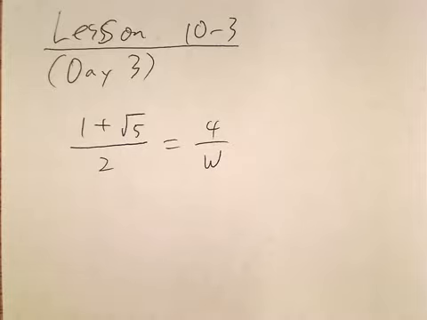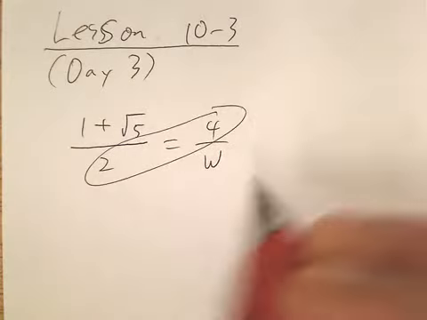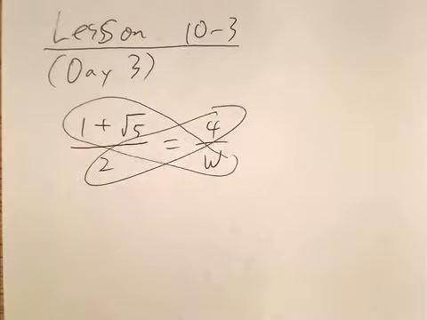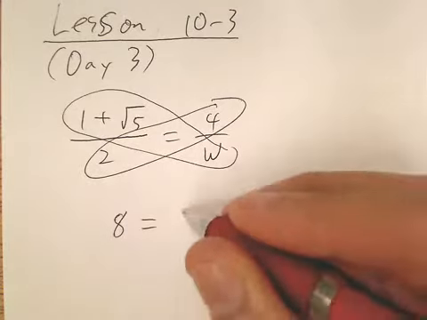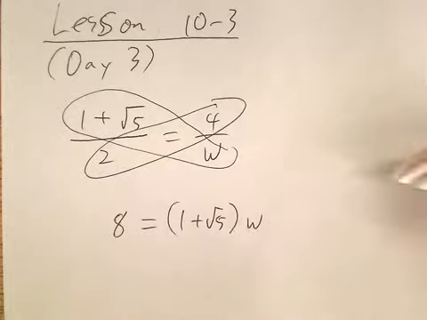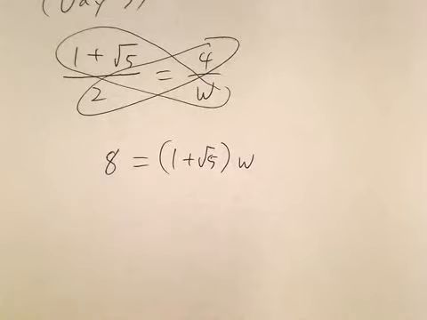Well, this looks like a proportion, and that's good. Let's cross multiply. Let's take 4 times 2 and get 8. And w times that, and get w times that. So here's how I'm going to write this. I'm going to write this as 8 equals 1 plus root 5, I'm not even going to multiply it out, times w. Okay, so 4 times 2 is 8. 1 plus root 5 times w is that times w.